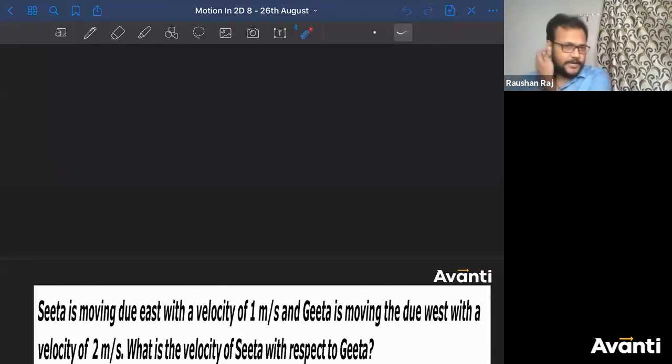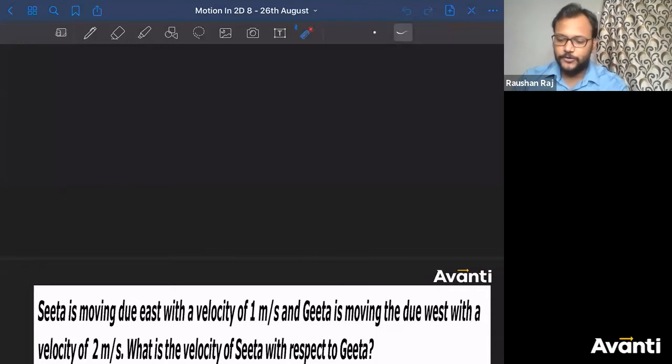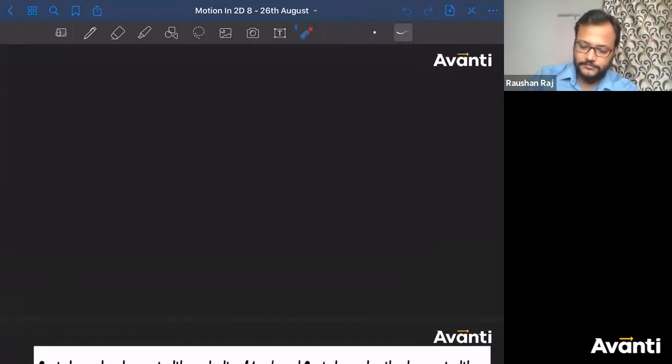We have solved some numericals based on projectile motion, so I'm not going to continue that part. We'll solve some more numericals from projectile at the end of the chapter. Now I'm going to start a new topic in motion in 2D, and that is nothing but relative motion.